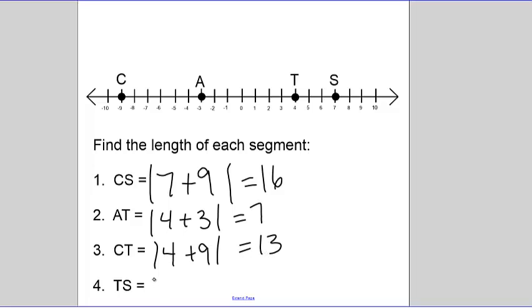And TS, say I wanted to do 4 minus 7. Well, we know that's negative 3, but absolute value turns that into a positive 3. Remember, absolute values talk about distance. That's why it is used when we're finding the length.